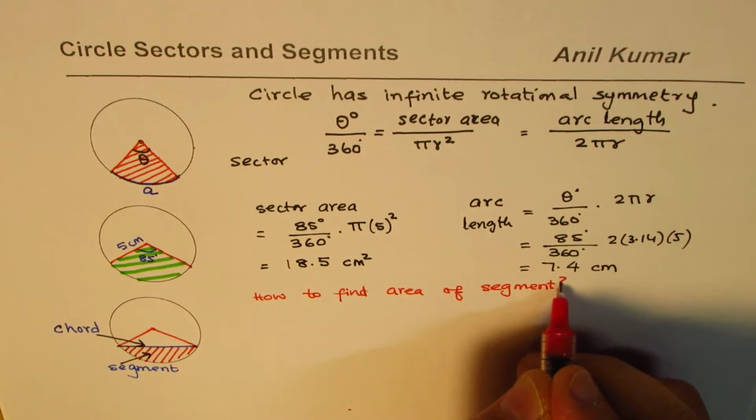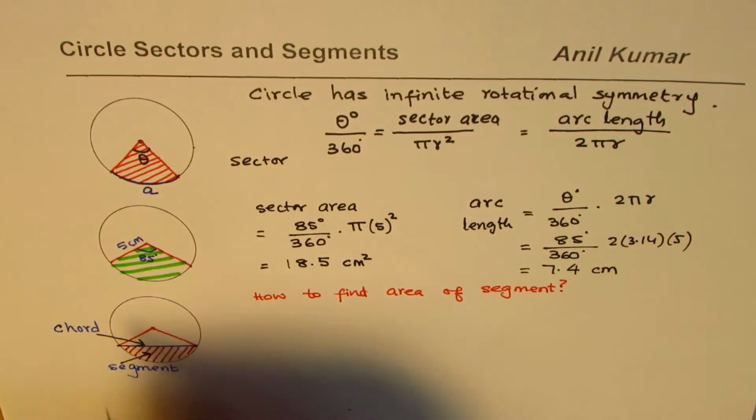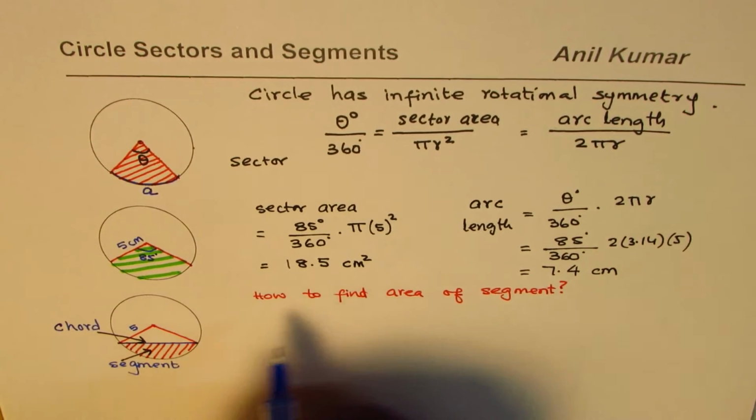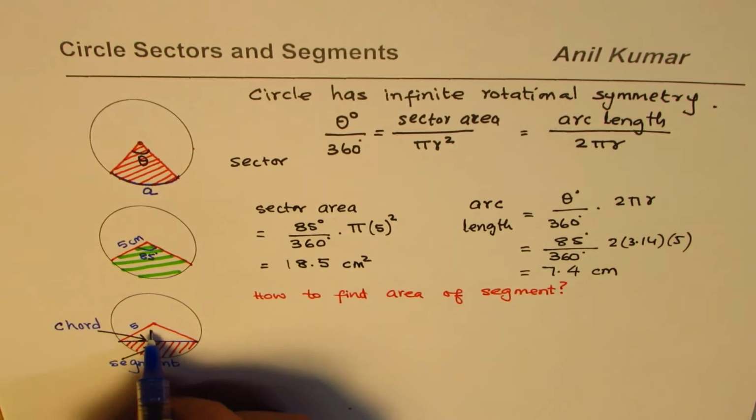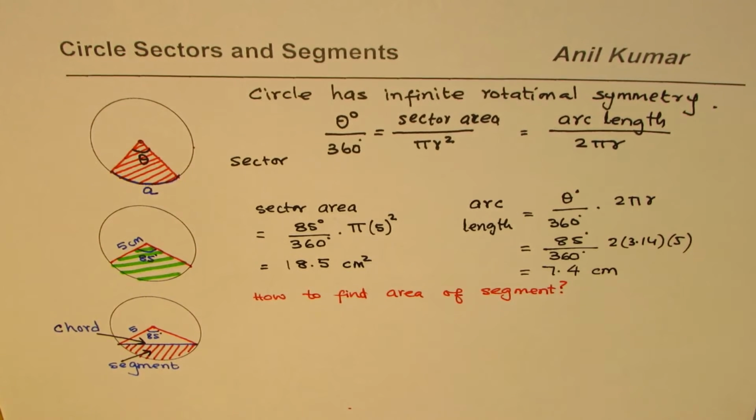Okay. So what we are given here is a radius of 5. We'll not redo these calculations, so that will save time. And the angle of 85 degrees, correct? That is what is given to us. We need to find the area of this segment.